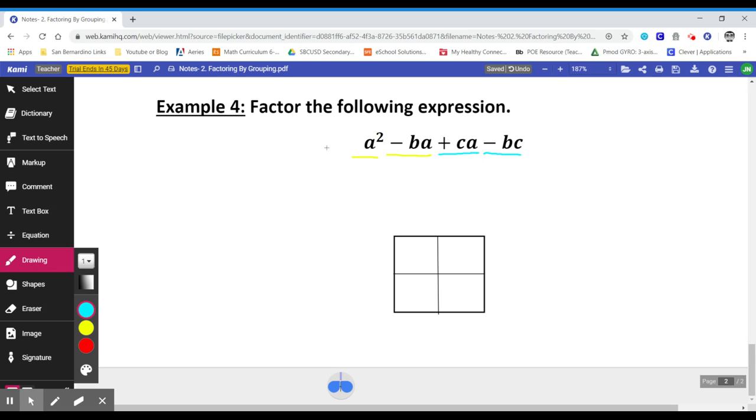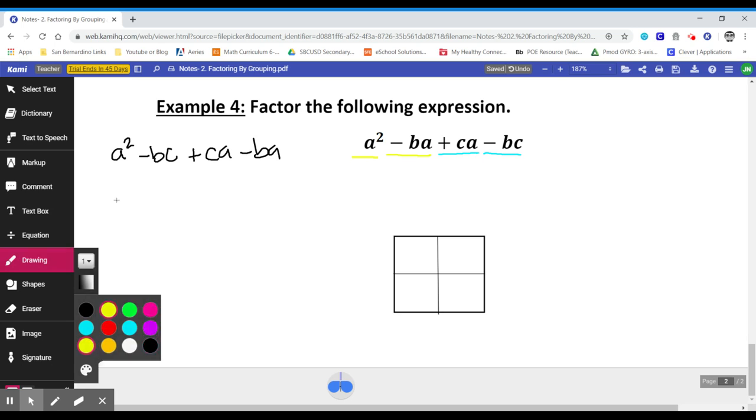Just don't skip this step, guys, because a lot of the times, sometimes the answer may be no. Let me just give you a quick example. If this was a squared minus bc plus ca minus ba, so this is the exact same thing as this problem right here, right?